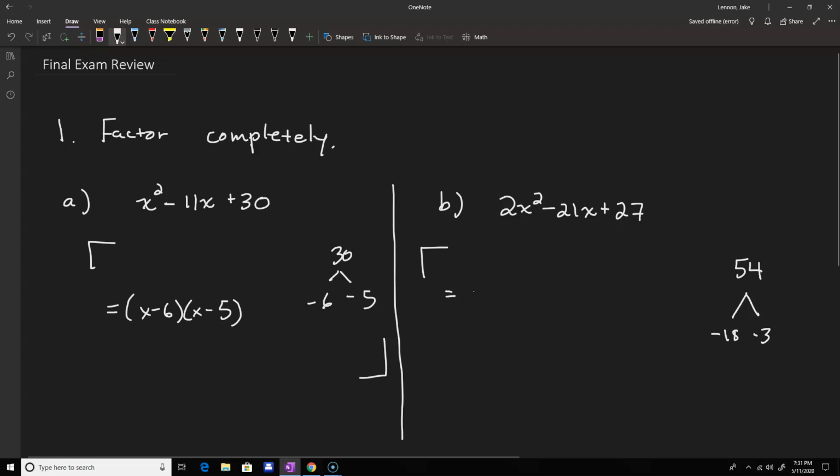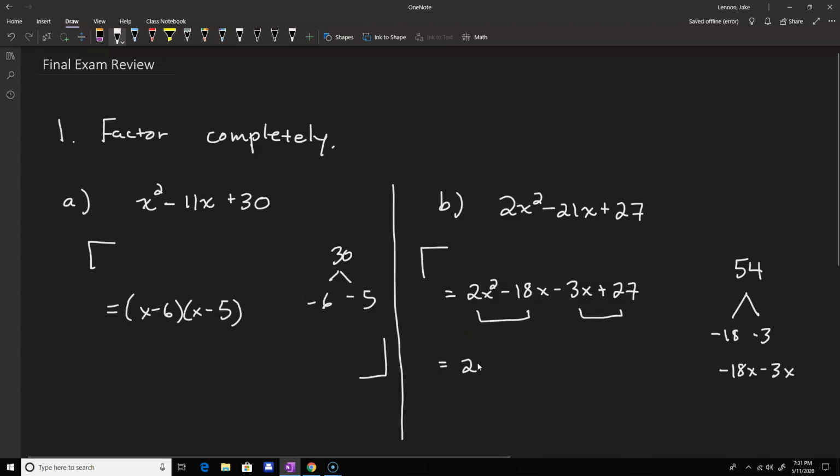So now this can be rewritten. Basically what we're going to do is rewrite the middle term as minus 18x minus 3x, because that's the same thing as minus 21x. So we have 2x squared minus 18x minus 3x plus 27. And then we want to form two groups and take the greatest common factor out of each group.